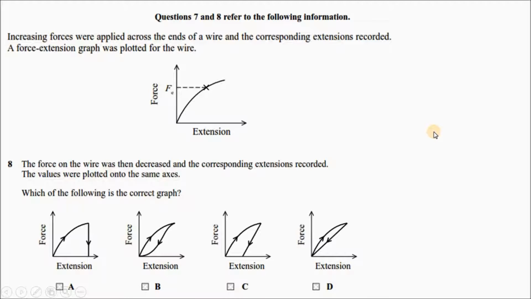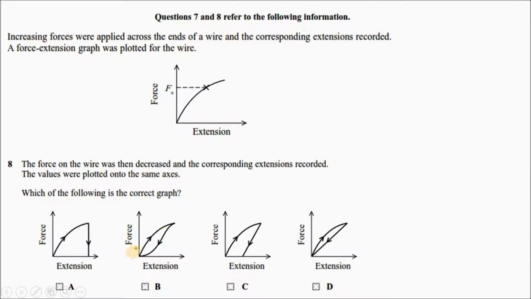Increasing forces were applied across. Okay, same question, but the force on the wire was then decreased and the corresponding extension recorded. The values were plotted on the same axes. Which of the following is the correct graph? So remember, when force is removed from a permanently deformed wire or object, there will be a very slight decrease in the extension, but it will not return to the original shape.